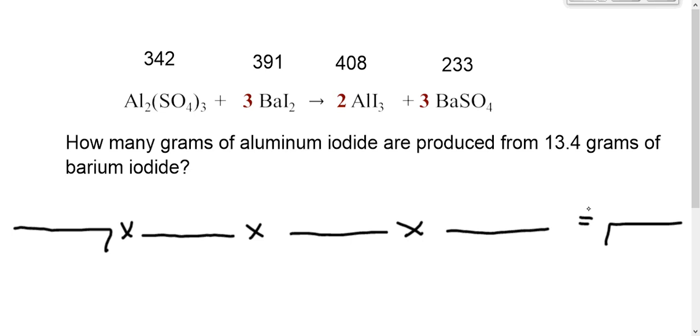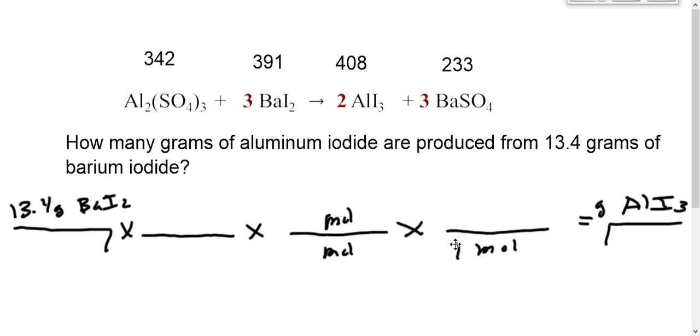Okay, so we're trying to find grams of aluminum iodide here from barium iodide, so I'm going to put my 13.4 grams of barium iodide here. Now we know the pattern of this. I'm going to put a mole and mole on the bottom here. I'm going to put 1 mole here automatically and put 1 mole here. All right, let's fill in the details. Well, we're all about barium iodide initially. So then I know on the bottom here is going to be the 391 for the grams of barium iodide.